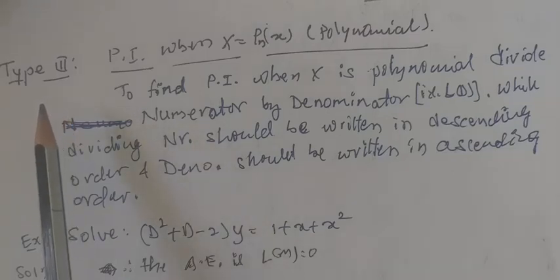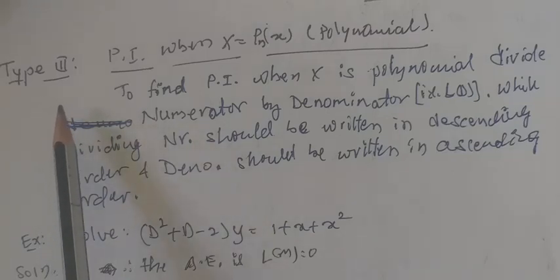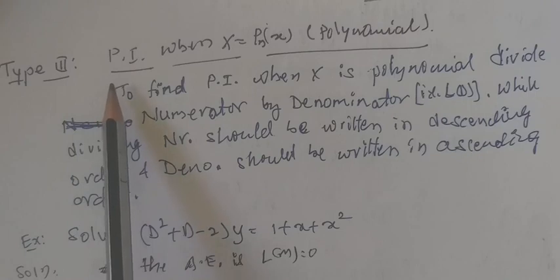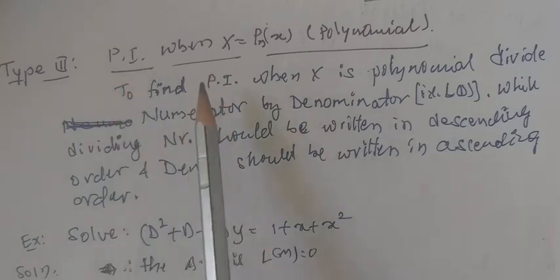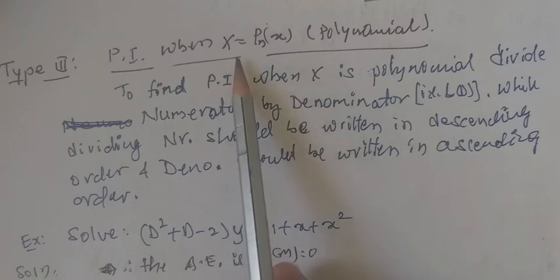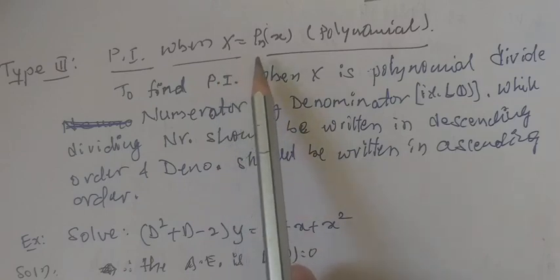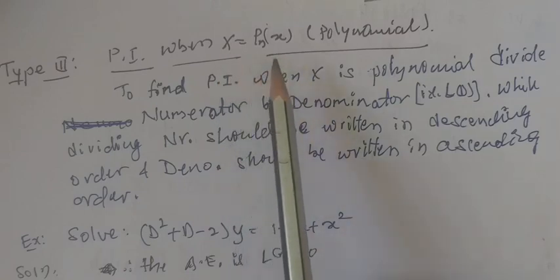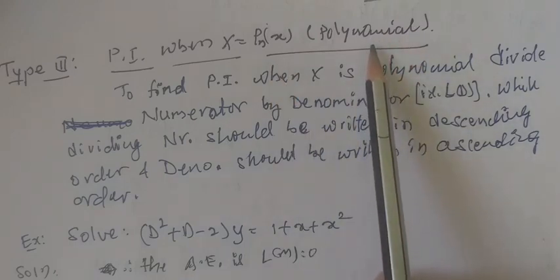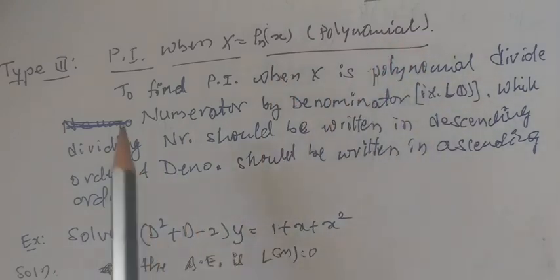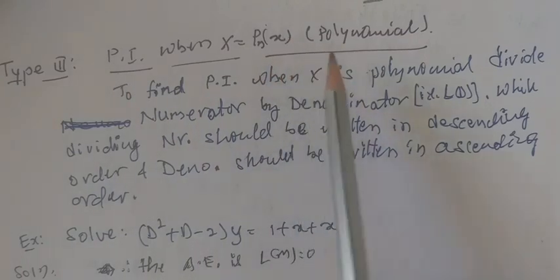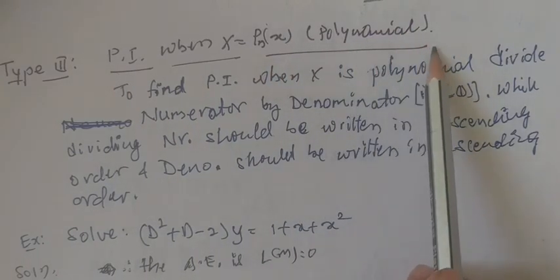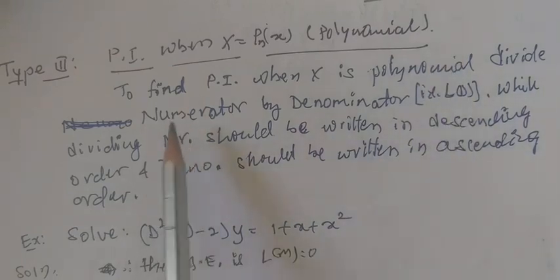Okay friends, in our last video we considered how to find PI when X is of the form k into e to the power ax, and when X is of the form trigonometric function, that is sin(ax + b) or cos(ax + b). Now let us consider type 3, that is to find PI when X is of the form Pn(x), a polynomial function. It is very simple there.